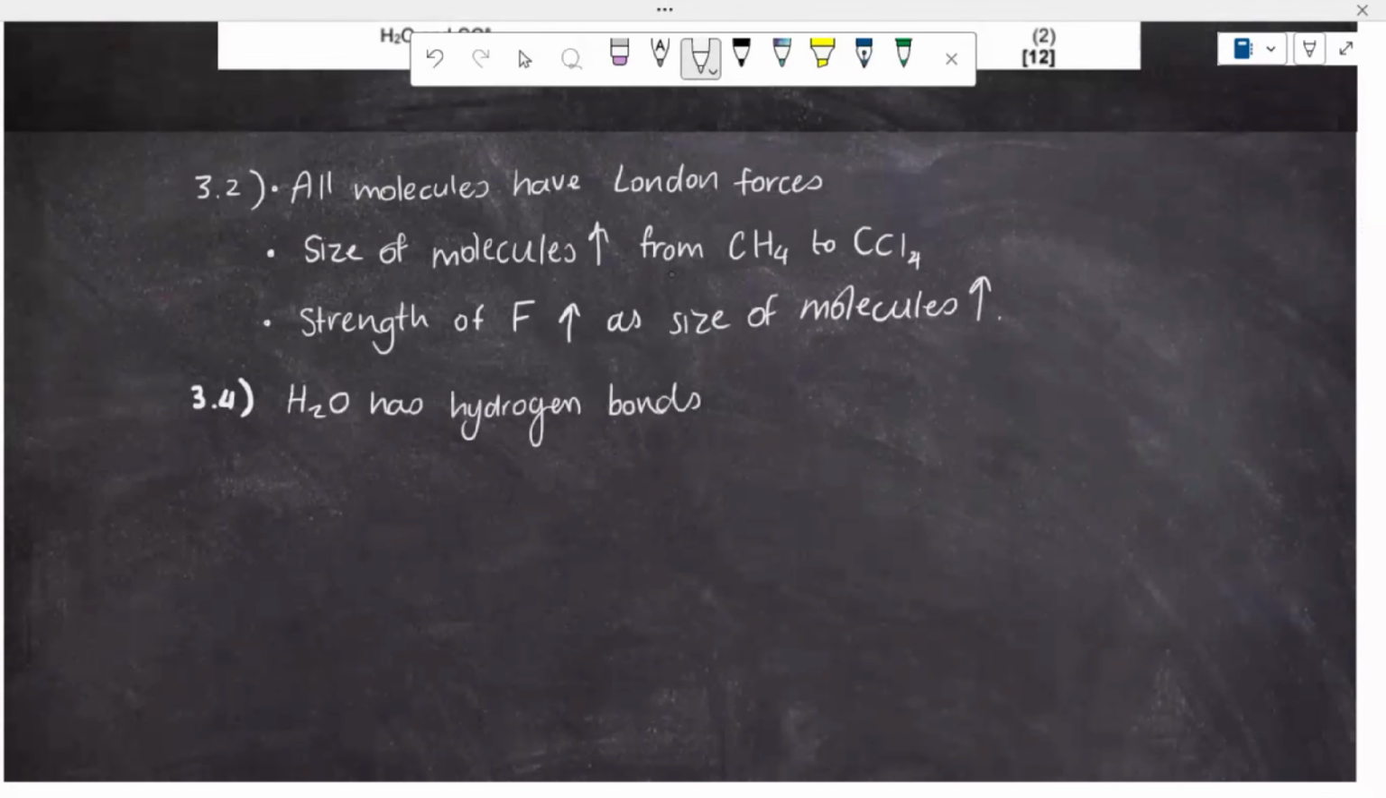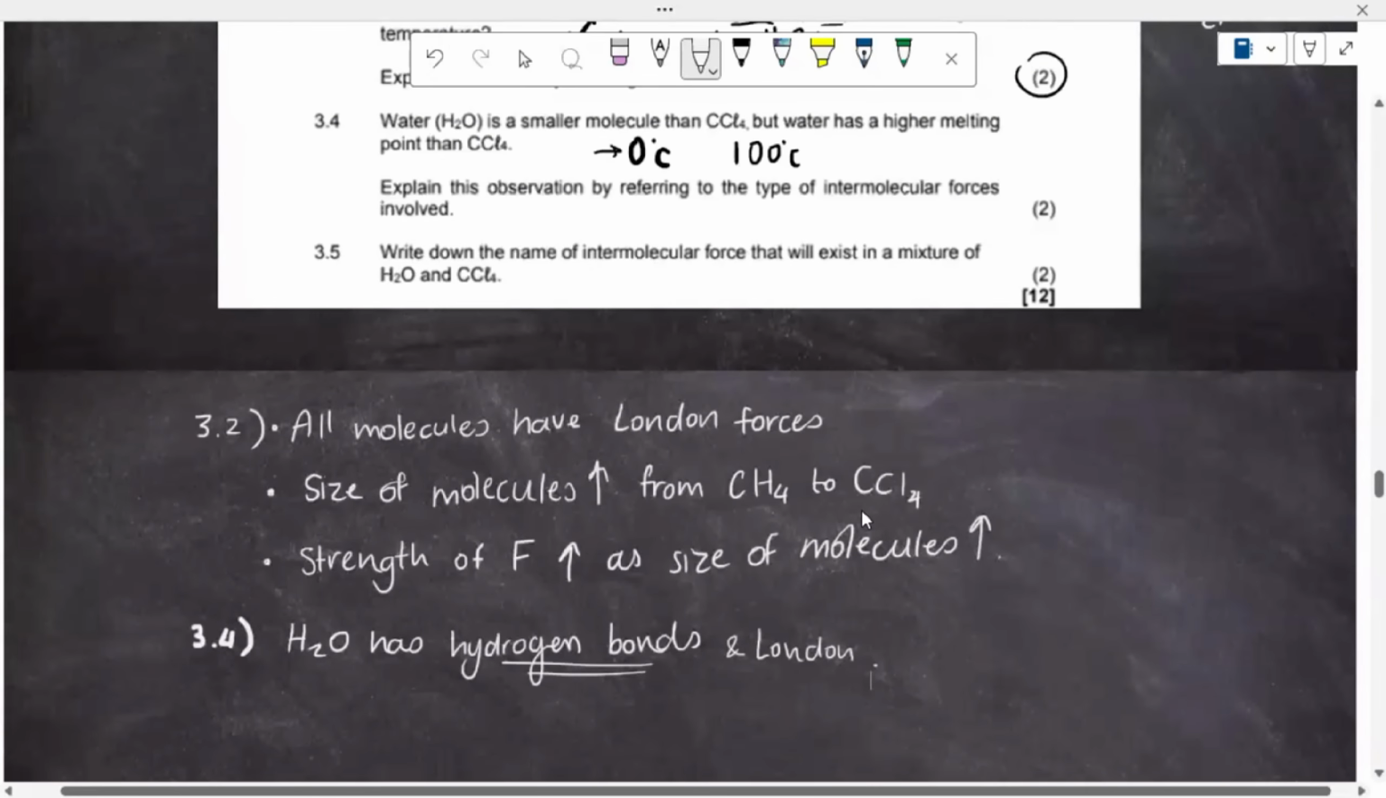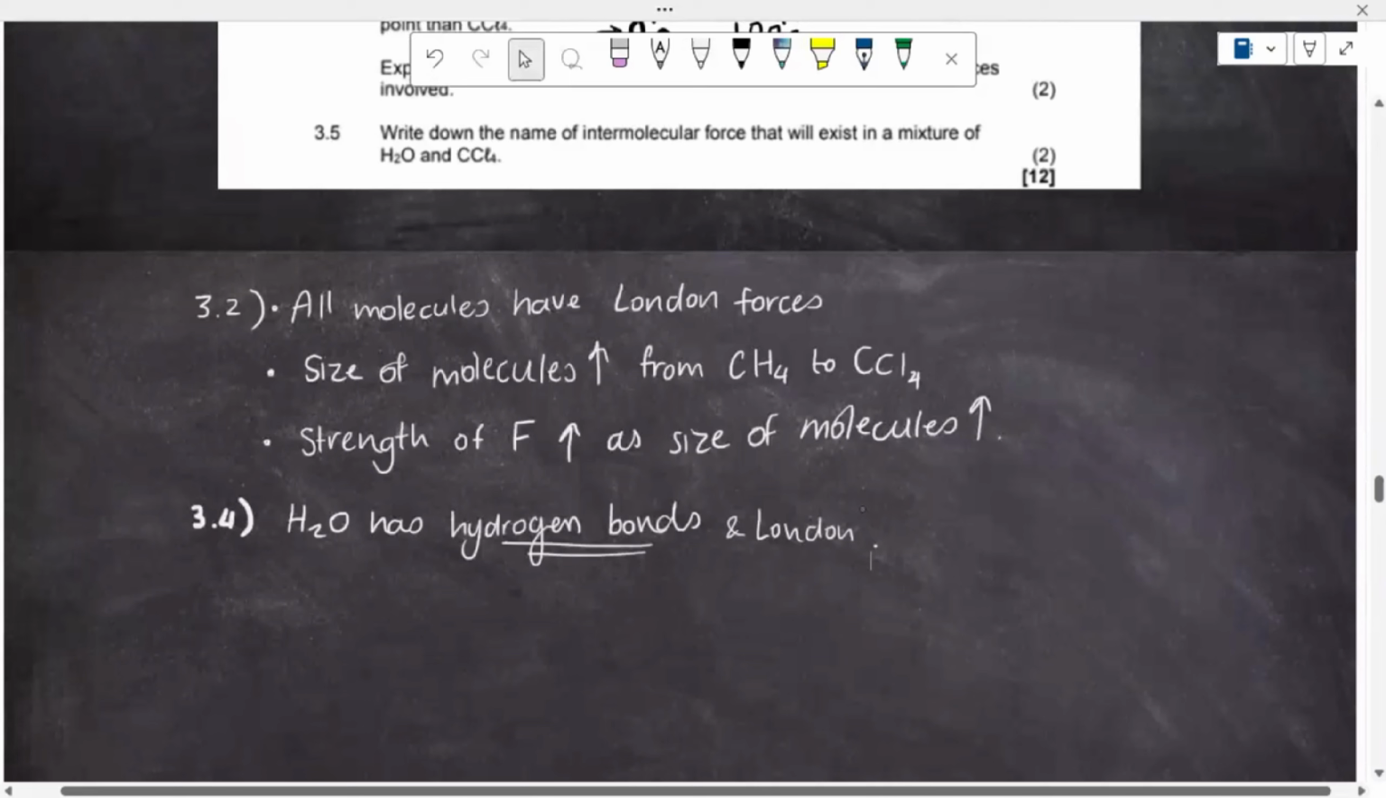Right? It also does have London dispersion bonds, but this is the reason why our boiling point and melting points are so high, right? Then we need to talk about, because remember, this is worth 2 marks, okay? So we kind of need to give a bit of an explanation. This wouldn't be enough, right?